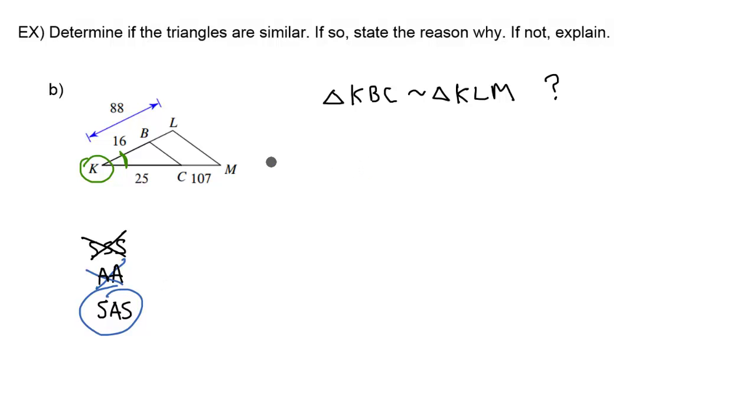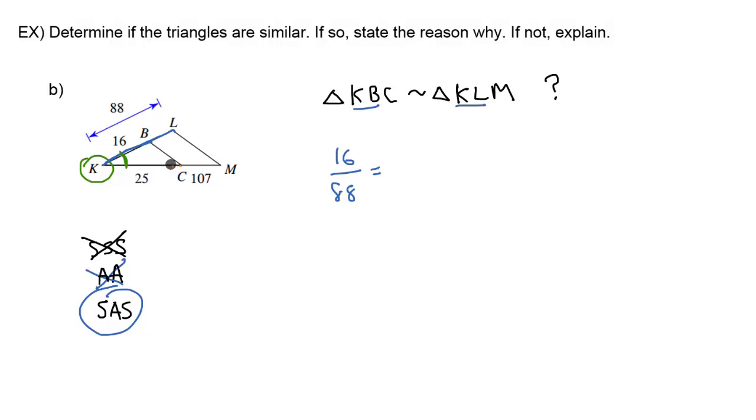And because we have the angle, we want to just figure out if the sides are in proportion or not. So this side right here, KB, that's going to be 16. We want to divide that by this big long side here. It's going to be KL. That's what this side is right here. So that's going to be 88. We'll figure out what that is.